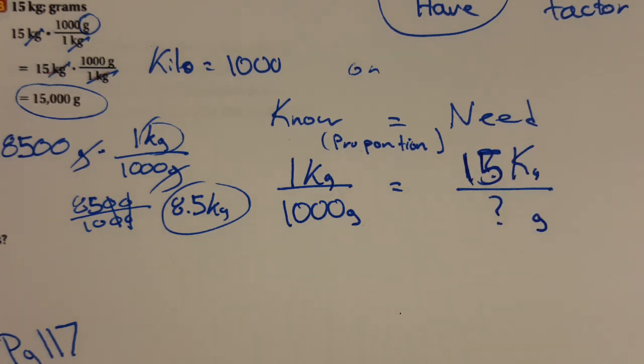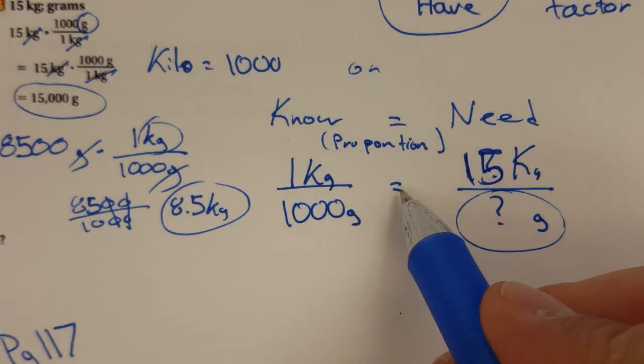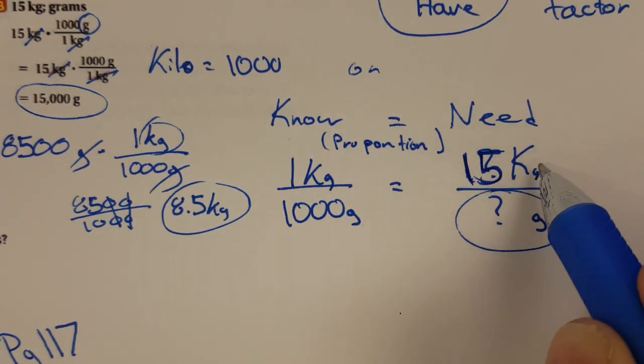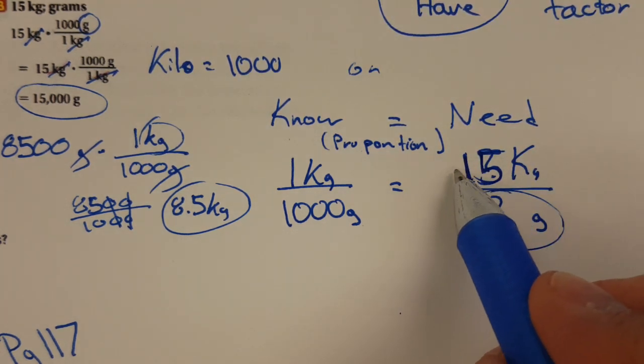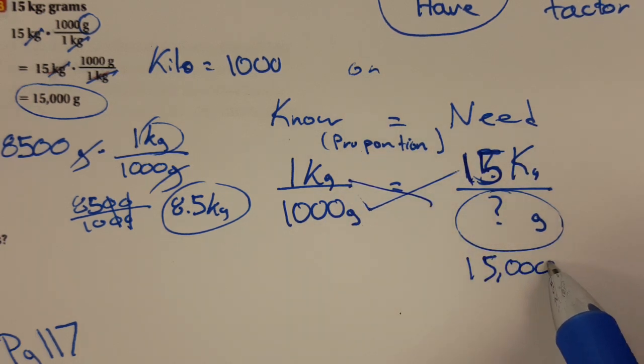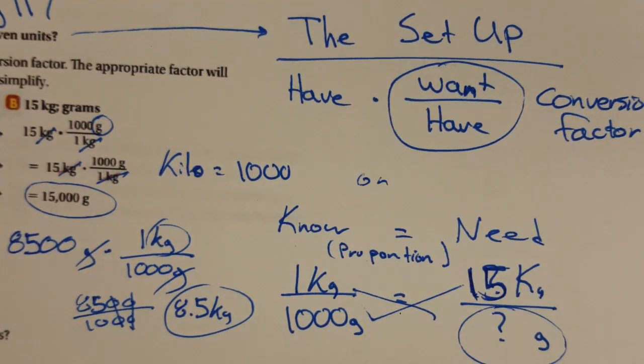Okay, so have you ever heard of cross multiply and divide with a proportion? Well, we're going to do a lot of those in the next lesson. So if you take what you know, set it equal to what you need, you're going to have one of your needs missing. You have 15 kilograms. So when you cross multiply and divide, there's your 15,000 grams. That's another way to do it, okay? So you can solve it with proportions, or you can solve it with the have and want method as well.